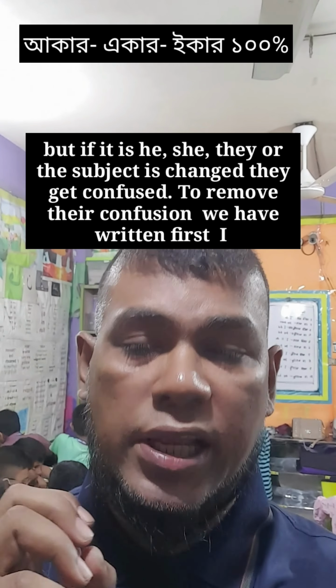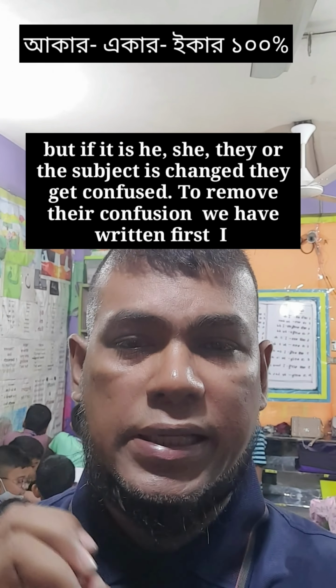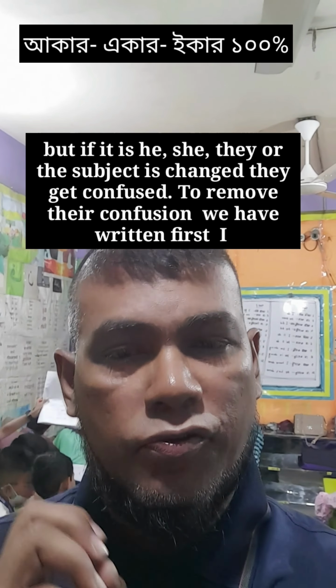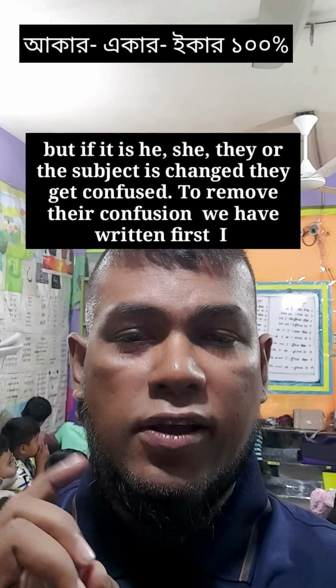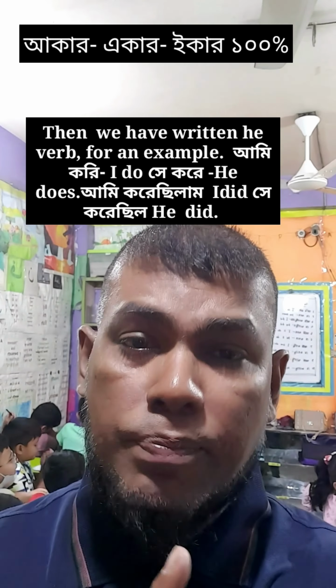Our students can write, read, speak, and understand the grammar structure when they are working with I. But if it is he, she, they, or the subject is changed, they get confused. To remove their confusion, we have written first I, then verb, then we have written he, then verb.